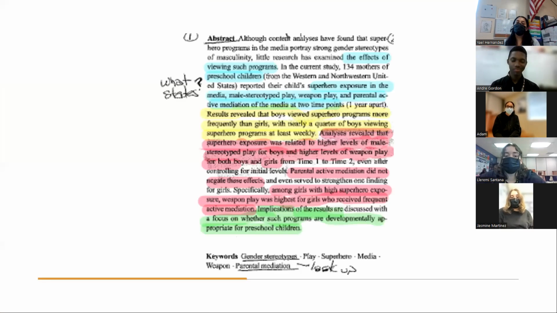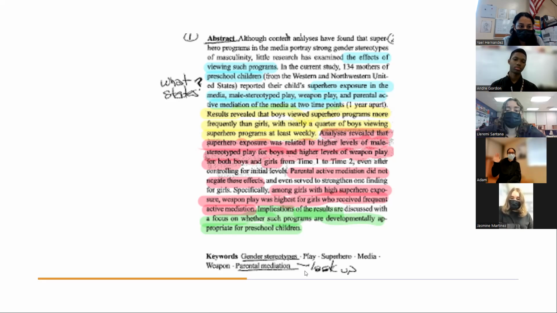Okay. So this is a picture of what annotating could look like. We see a bunch of different colors. We see a vocabulary word that's underlined. We see what states, right? We see just questions and things that you guys can keep track of when you're reading. Even at the bottom, the person says, look up, right? Look up what it says.